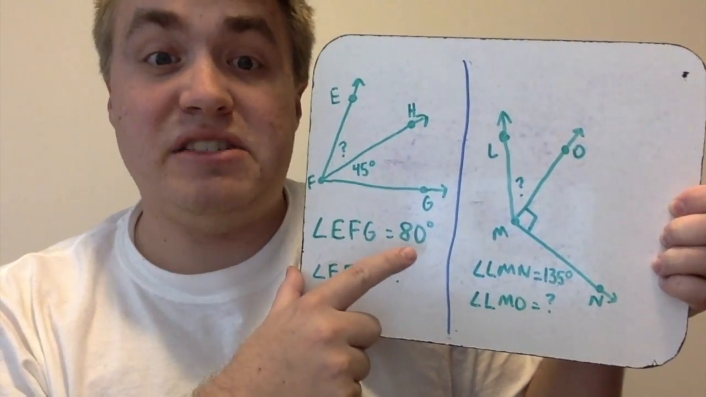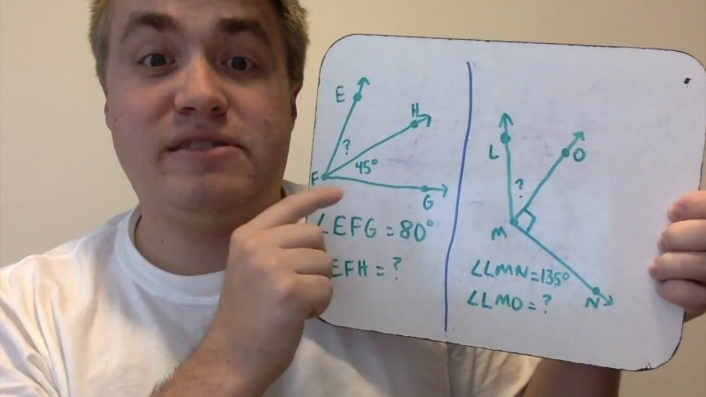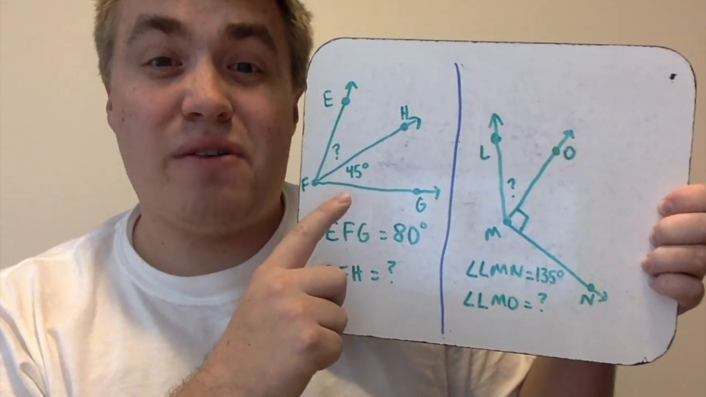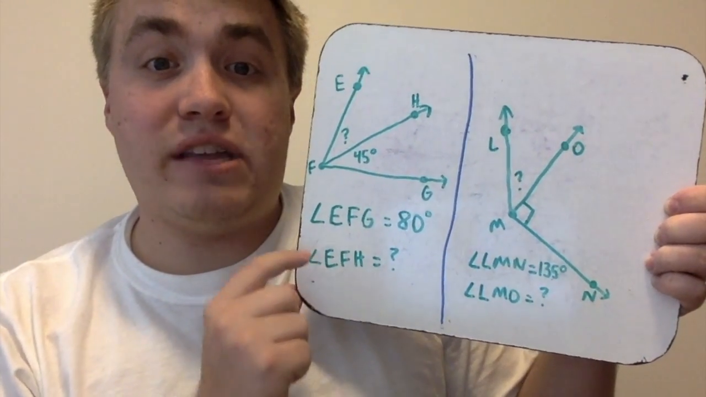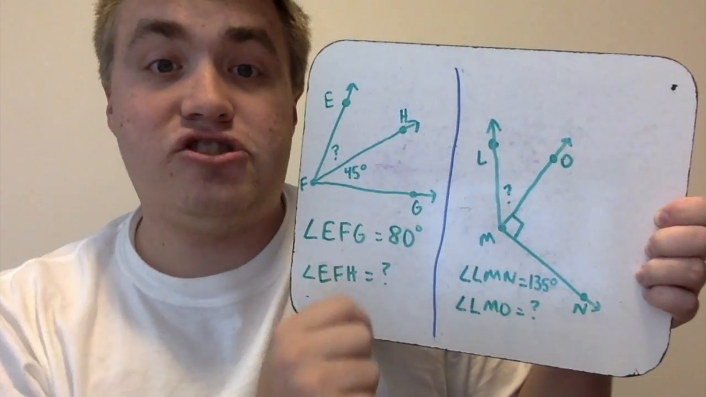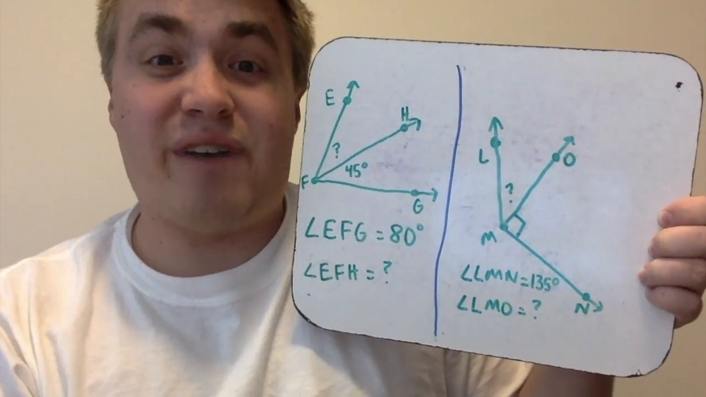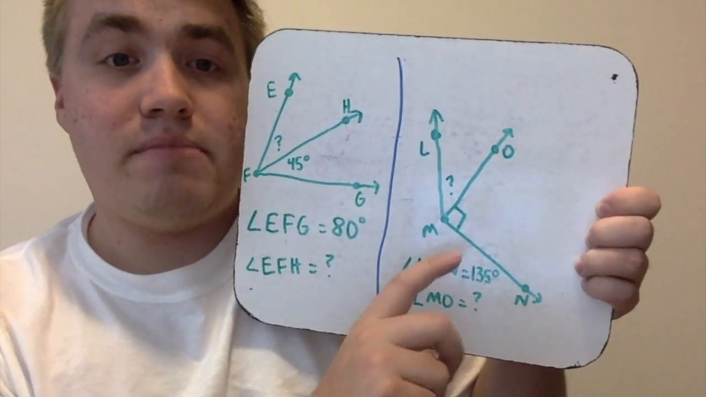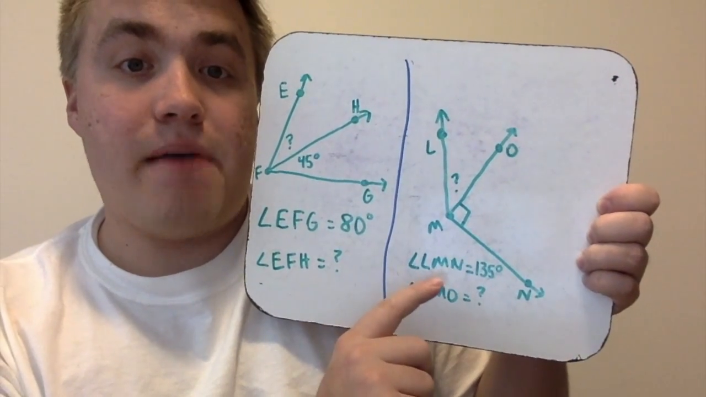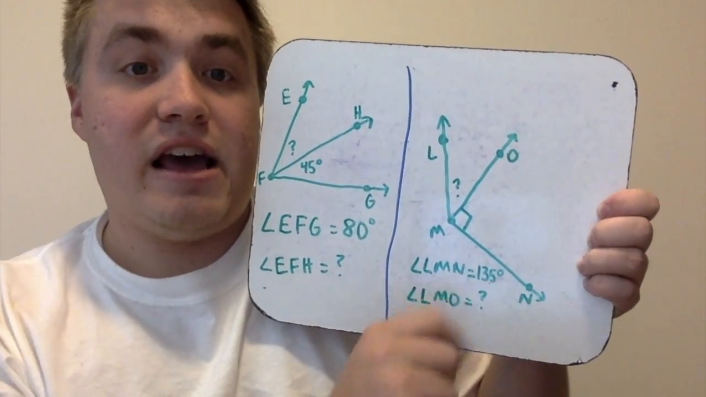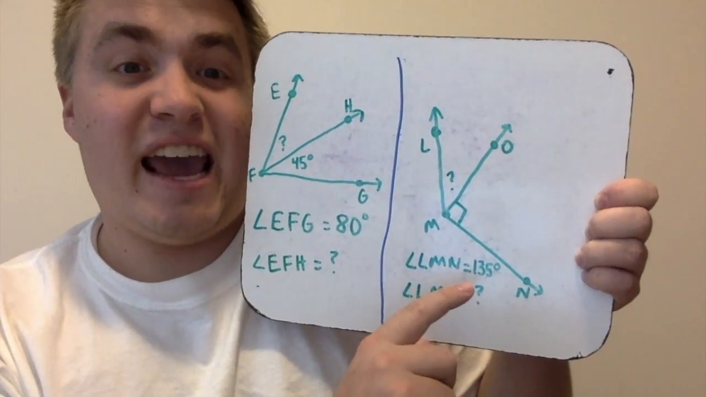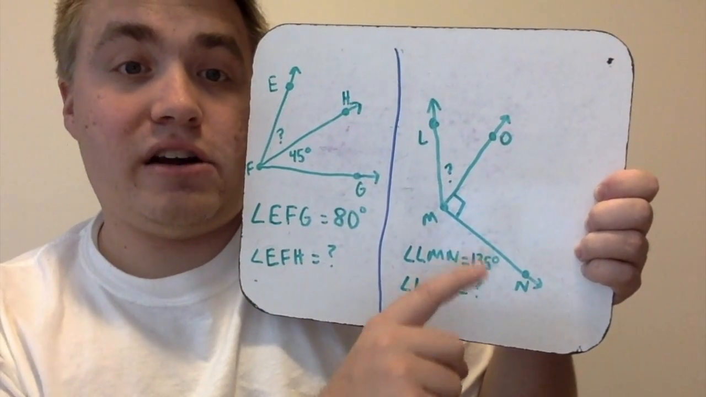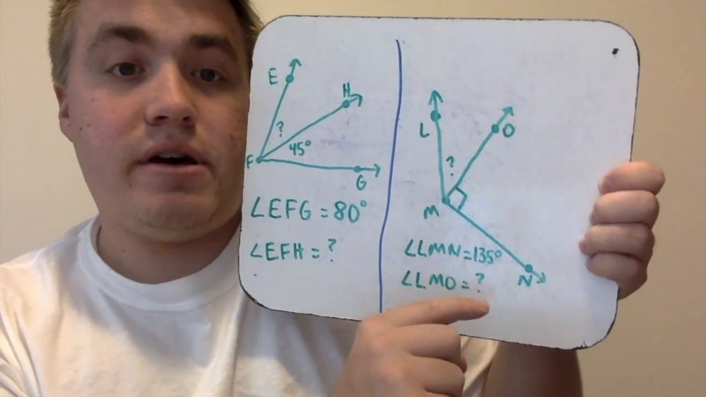So I'm going to take my big angle here and subtract the smaller angle from it. If I do 80 minus 45, then I know that angle EFH is whatever 80 minus 45 is. In this case, that would be 35 degrees. And over here, I have angle LMN. That is a total of 135 degrees. I do know that if I look here, I have angle OMN.